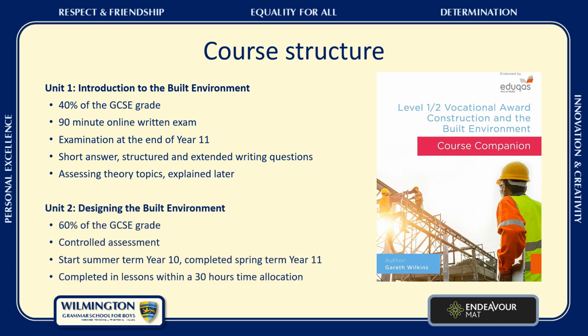Then you've got Unit 2, which is Designing the Built Environment, which is 60% of your GCSE grade. This is a controlled assessment that you will take place in school in your lessons. You'll start it at the end of Year 10 and complete it in Year 11. And it's all done in school in about 30 hours of lesson time.